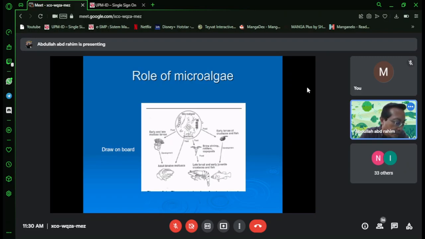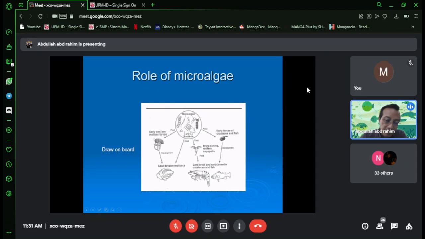Anyone knows? Between hatchery and grow out, there is one other component there which is also very important. What is it? Anyone knows? In Bahasa Malaysia it is called asuhan. In English? Nursery. Nursery, yes. So, you will have hatchery, nursery, grow out. Grow out is the adult stage.